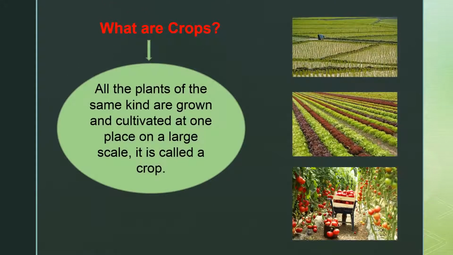So first of all, we should understand what are crops. You can see here in the picture that the same kind of plants are grown on a large scale. When all the plants of the same kind are grown and cultivated at one place on a large scale, it is called a crop. All the cereals, fruit and vegetables that we use as food are called crops. And farmers grow or cultivate different kinds of crops in large amounts to sell to other people like us.